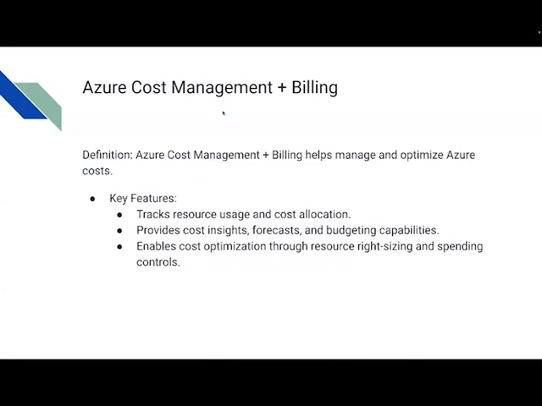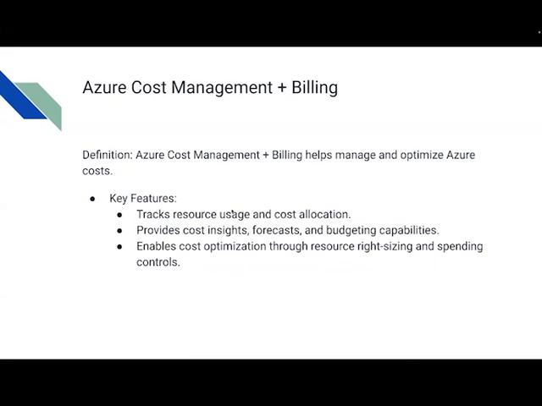Azure Cost Management plus Billing helps manage and optimize the Azure cost. Key features are tracking resource usage and cost allocations. Service wise, you can see subscription wise what the cost involvements are, and how you can set a budget. Let's say according to your company, you have a $1,000 budget. You can set the budget, and if the cost increases more than expected, you can get an email alert as well.